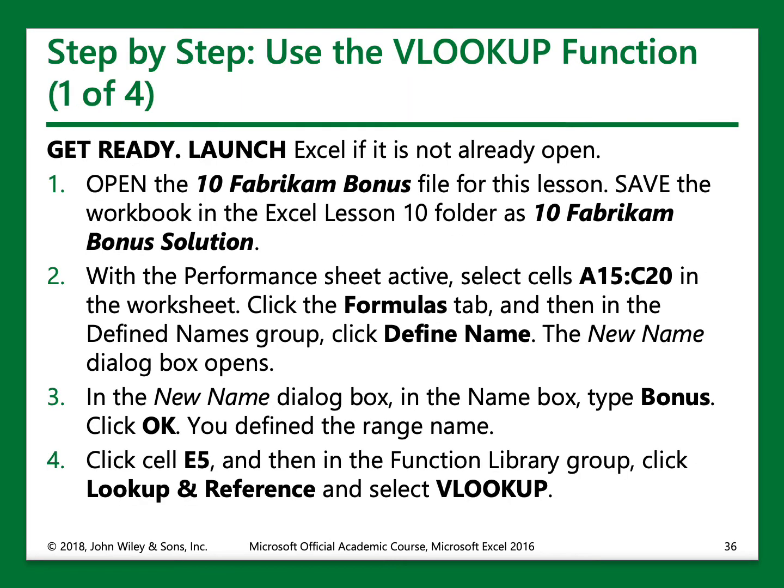So go to the Fabricam bonus file and save it as Fabricam bonus solution. Once you've got the performance sheet active, select cells A15 to C20 in the worksheet and click to define the name of them. Call that bonus so that we've got a table named that we can refer to. Click cell E5 and you want to look up the VLOOKUP function in there.